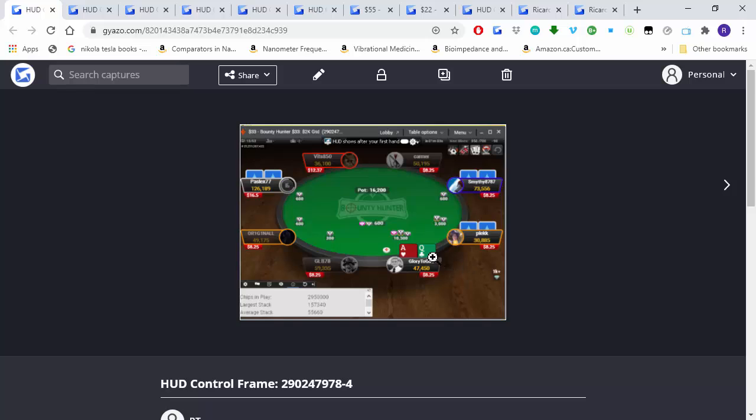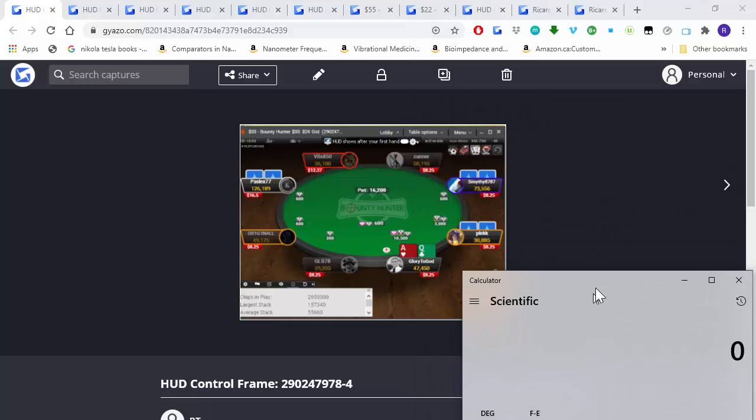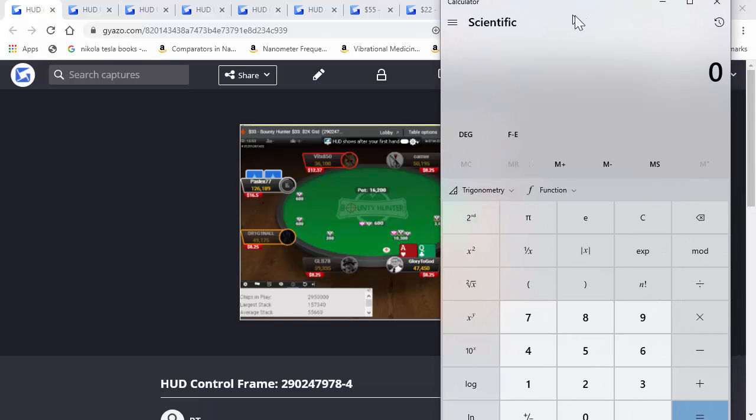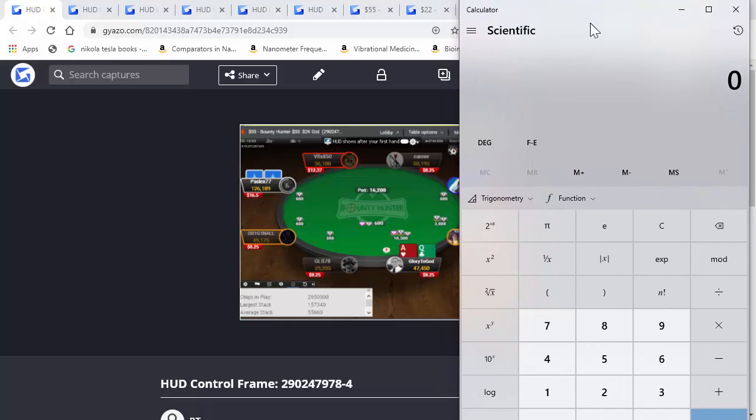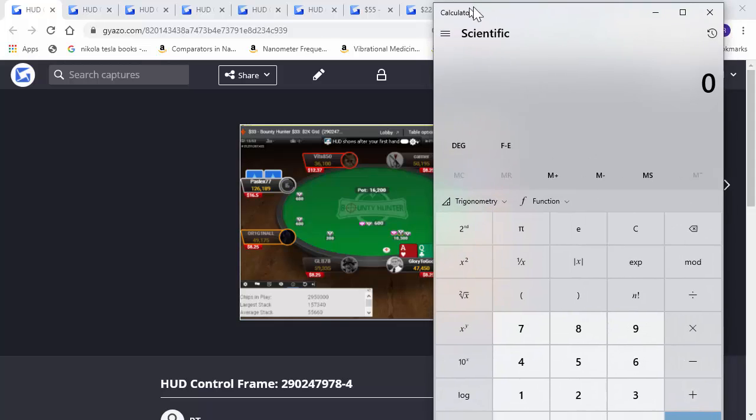Can't go crazy or anything, but I wanted to see the spot if he redraws. Yeah, like if he back shoves, can I call him off? If he back shoves, there's going to be 46,000 in the pot and I have to call off 24,000.